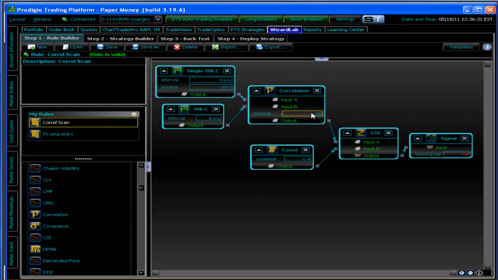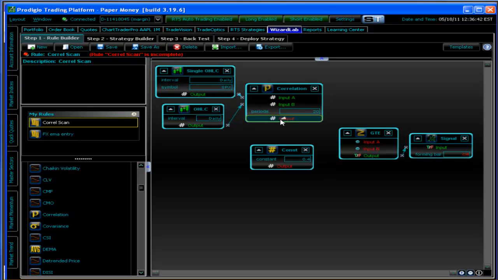Let me open it again. I forget what the parameter was: 20 periods. So I reopened that, and it was a 20-period correlation. But it's just a simple matter of chaining these things together. I connect the output of the correlation into a logic operator, and the logic operators are really simple. I'm saying tell me when the correlation is greater than a constant value of 0.4. I explain all the details of this in last week's chat, but that's how you build a rule in Prodigio Wizard Lab. It's as simple as that.